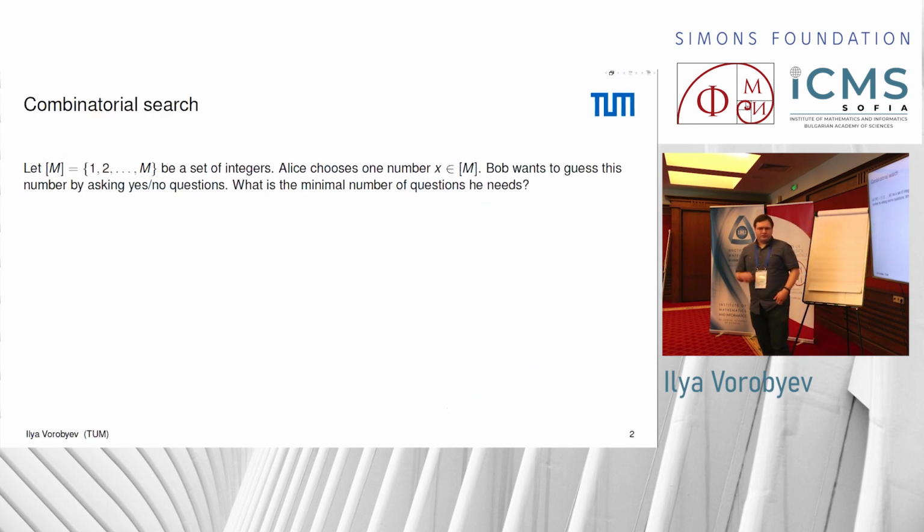And I will start with this simple combinatorial search problem. So let's say that we have a set of integers from 1 to m, and Alice chooses one number, x, from this set, and Bob wants to get this number by asking yes or no questions. So basically you can ask, does the chosen integer belong to some set? And the question is, what is the minimum number of questions he needs?